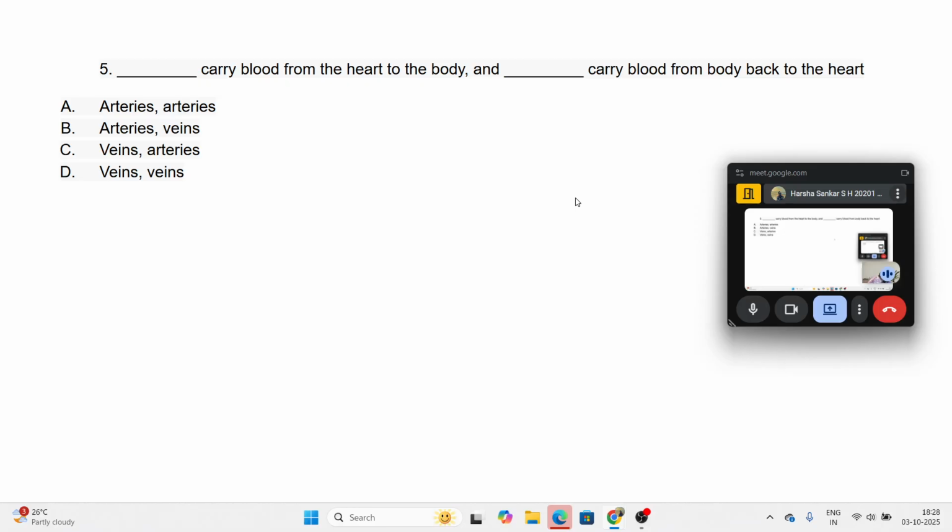So time is now 6:28. At around 6:29 or 30, we'll discuss the answer.